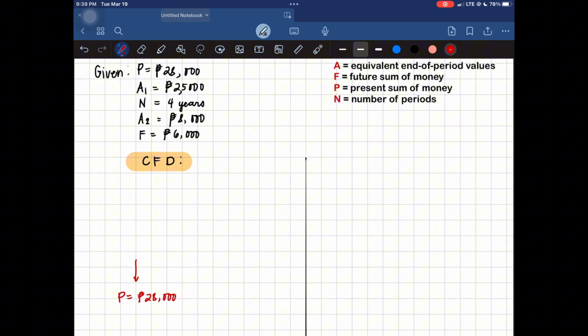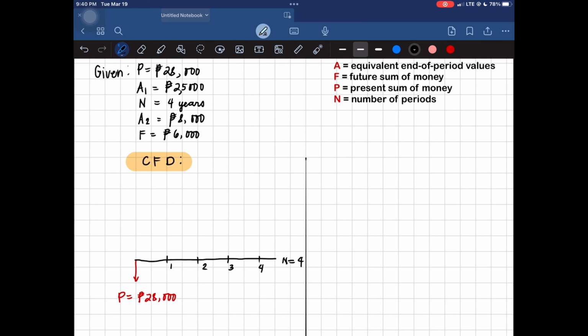And this horizontal line will serve as our time scale. And now for our number of periods, we have 4 years. So 1, 2, 3, and 4. So we have N is equal to 4.